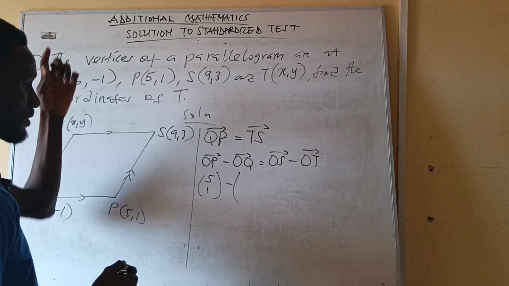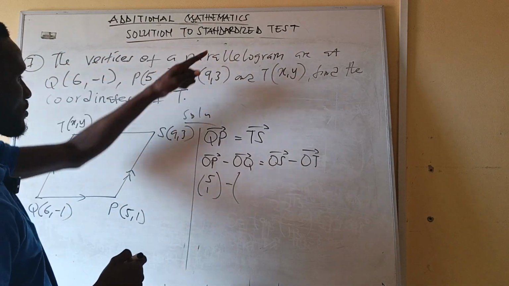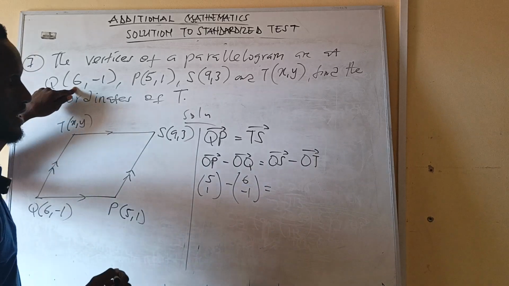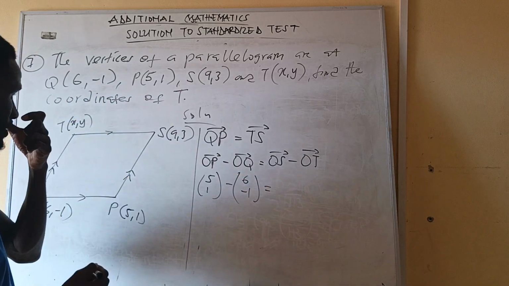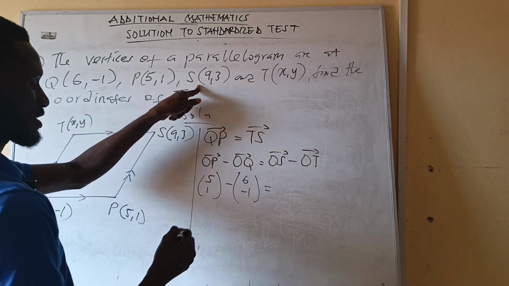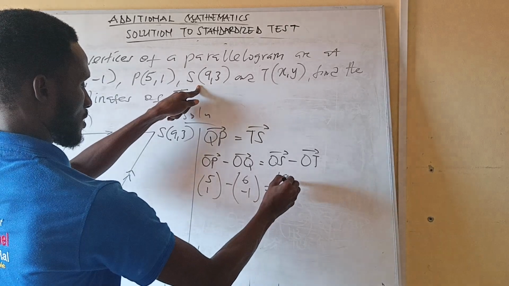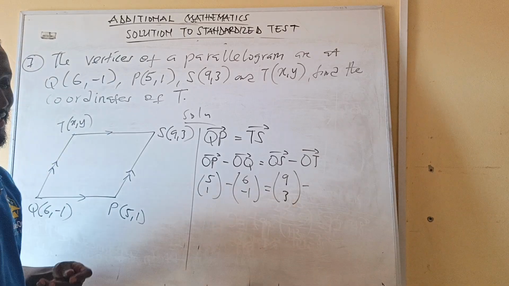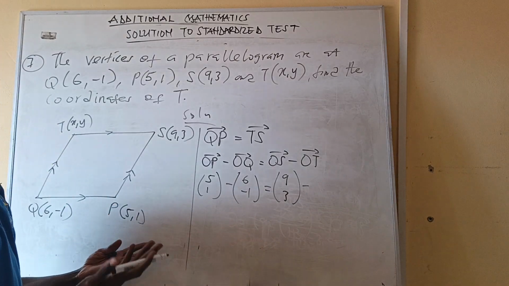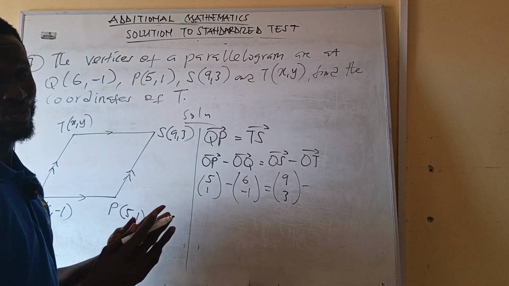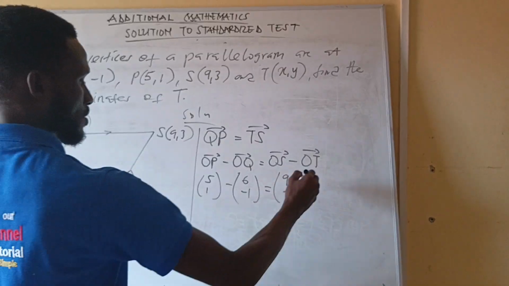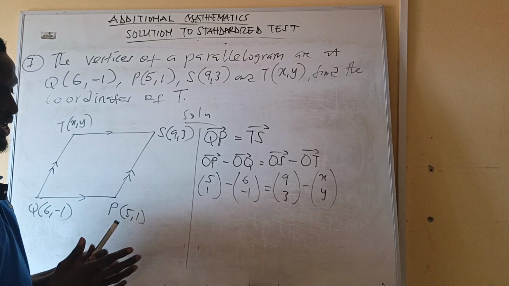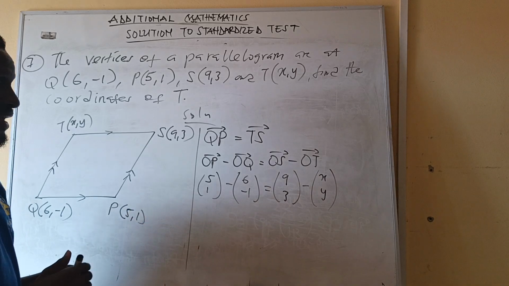Minus Q, and Q was given to be (6, -1). This is equal to S, which was given to be (9, 3), minus T. Now T is (x, y). It depends on how you want to solve it, but I don't want to do anything complicated here. So I'm going to write (x, y) here, but I'm not going to solve anything. I'll just group items to get the answer.